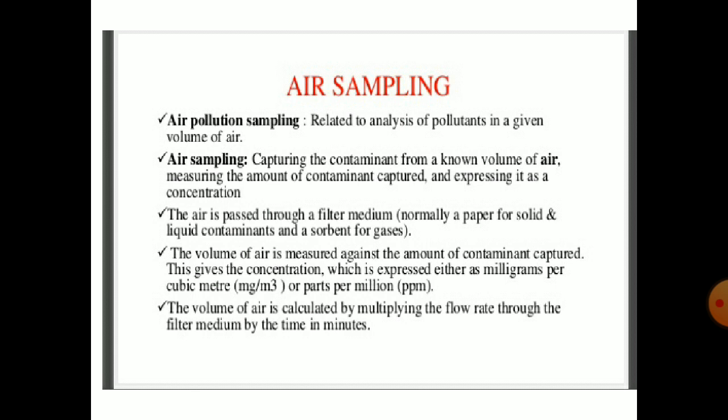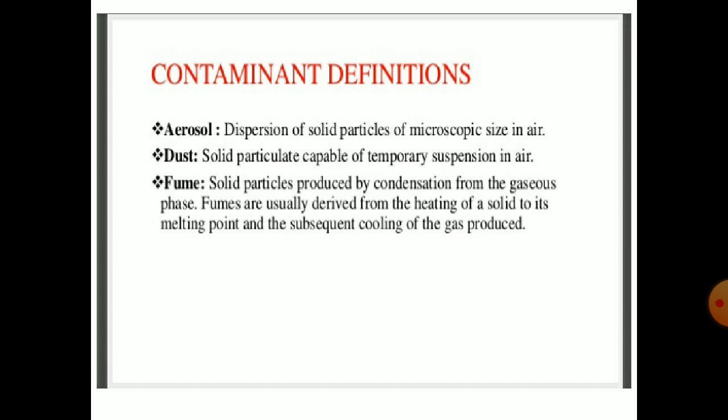The air is passed through the filter medium, normally a paper for solid and liquid contaminants, and a sorbent for gases. The volume of air is measured against the amount of contaminants captured. This gives the concentration, which is expressed either as milligrams per cubic meter or parts per million. The volume of air is calculated by multiplying the flow rate through the filter medium by the time in minutes.